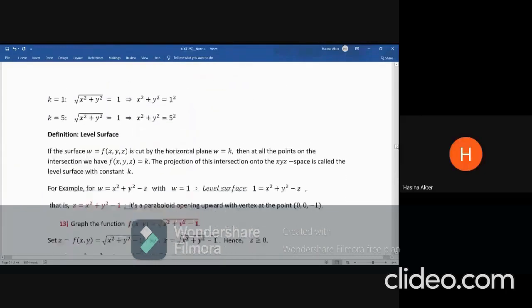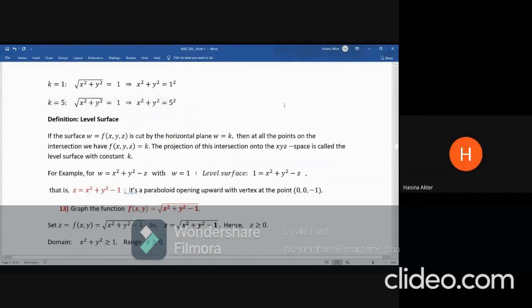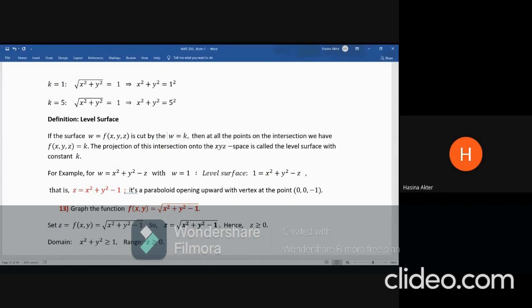Okay, so you have another definition, which is called level surface. Curve is 2-dimensional, surface is 3-dimensional. So when you have a function of 3 variables, and if this horizontal, I shouldn't say horizontal plane, if this surface, I should say, I shouldn't say horizontal here, because we don't have enough knowledge of 4D space, right?